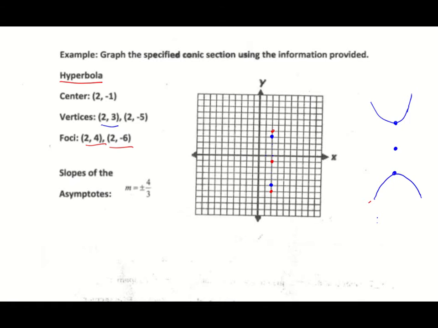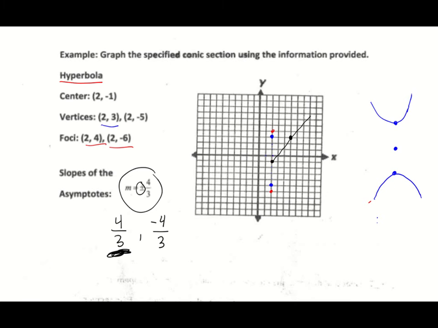And then finally, my asymptotes, I know they have a slope of positive or negative 4/3. So that's what this little plus or minus sign means. That means I have one slope that is 4/3 and one slope that is -4/3. So I can start graphing that asymptote because I know my center point here is going to be on the asymptote. So if I start at my center point and I want to draw a line that has a positive slope of 4/3, I'm going to go up 4, 1, 2, 3, 4, and over 3, 1, 2, 3. This is going to be my first line.